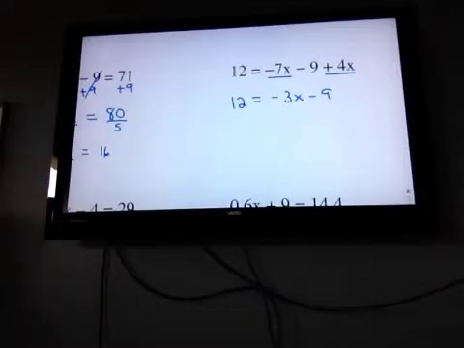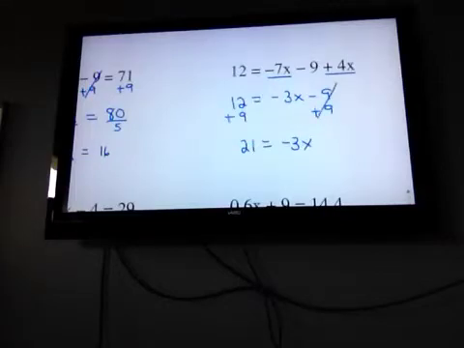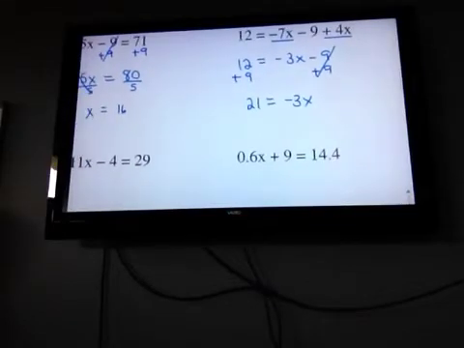Now I want to get my x term alone. I want to get minus 3x by itself, so I've got to move minus 9. So I'm going to plus 9 to both sides. 12 plus 9, 21, equals negative 3x. 9's cancel. And then last step, division. Divide by negative 3. And x is equal to negative 7.